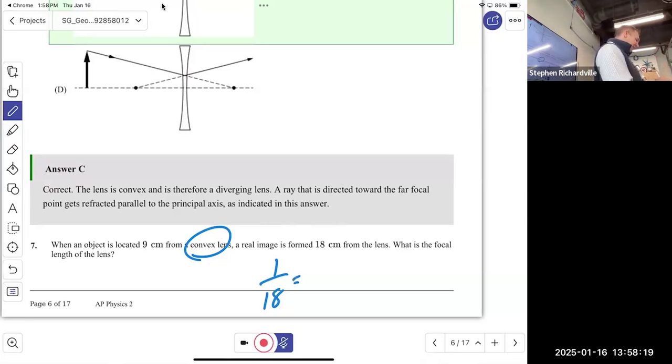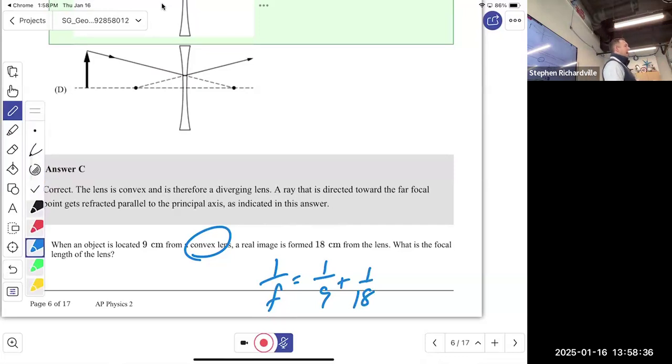So it's just 1/F equals 1/DO plus 1/DI. What is the focal length? Notice how they make it to where you can do the math very easily in your head. 2/18 plus 1/18 is 3/18, flipping them, 6.